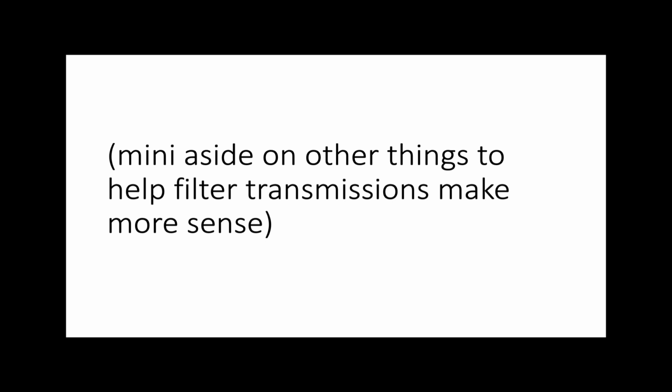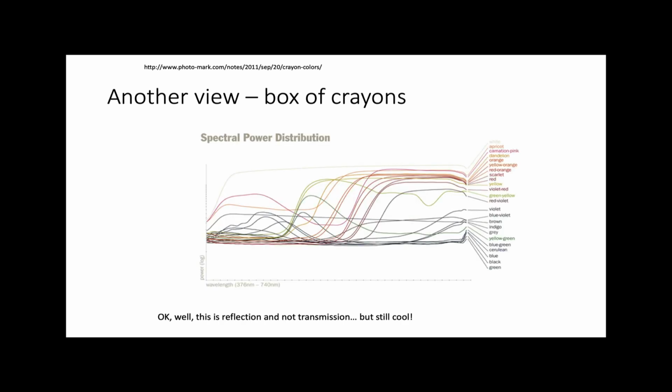I have a couple of slides that are an aside in terms of other things that might make filter transmission curves make more sense. For graphic designers, exact color matching is super important. So there are machines out there that allow you to measure the brightness of a color as a function of wavelength. Technically, this is reflection and not transmission. Transmission is like a filter, and this is reflection, but still. They're plotting power versus wavelength. Not quite the same thing, but the concept is similar.